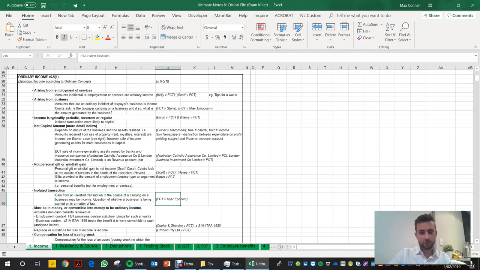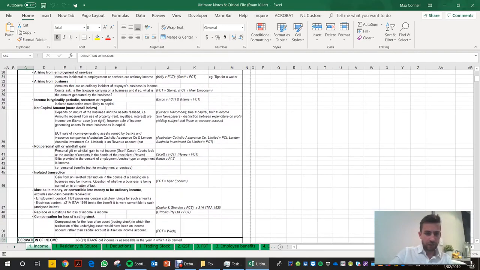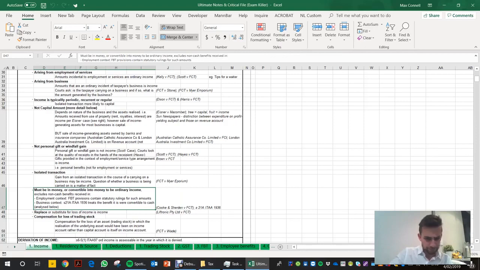A lot of the questions are not a strict answer on whether it's capital or income. You're weighing up the facts and making an informed judgment. That's how you answer these questions, considering all the facts of the case: whether it was isolated, whether it was recurrent, periodic. Okay, so moving on. Money must be in money or convertible into money to be ordinary income. So non-cash benefits. It excludes non-cash benefits received in an employment context because FBT covers that, which we'll be doing in a later topic, and in a business context.